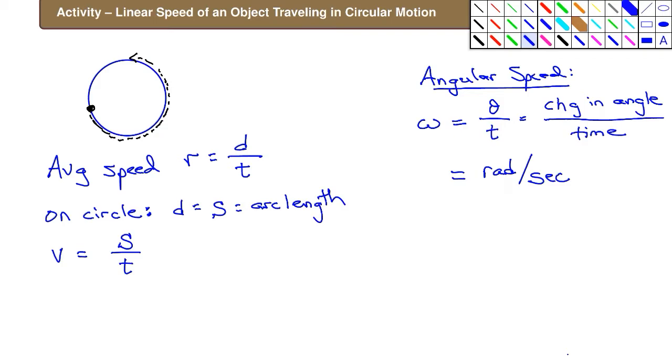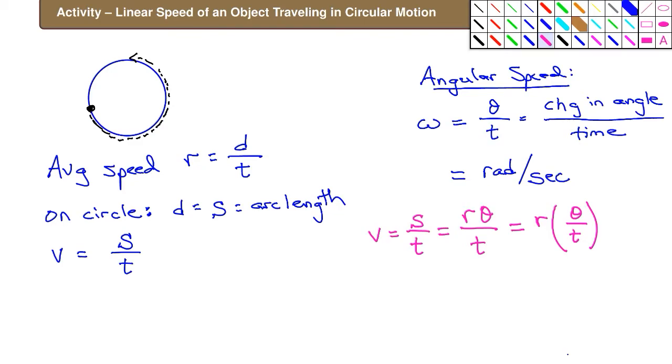Now, let's put these two equations together. So I'm going to start with V is equal to S over T. But we know that arc length is actually R times theta. That's just our arc length formula that we've been using all section. And then I'm going to regroup this so that it's R times theta over T. So I just regrouped the theta and the T together.